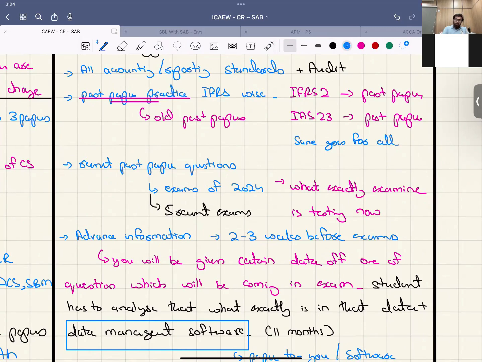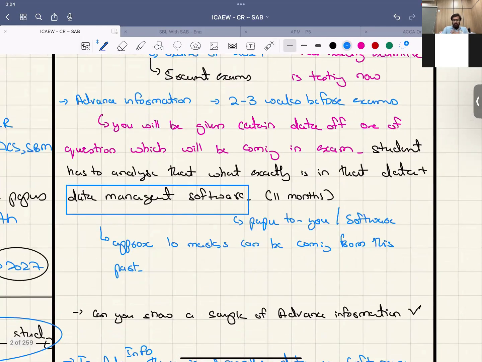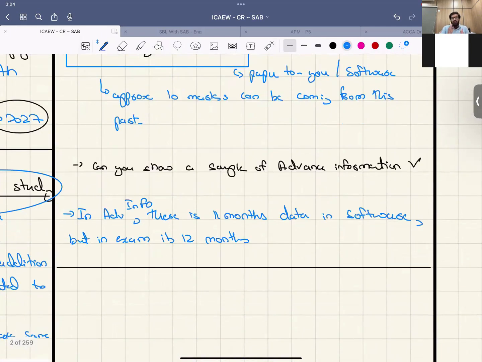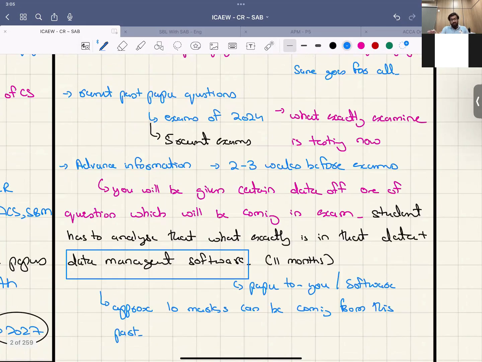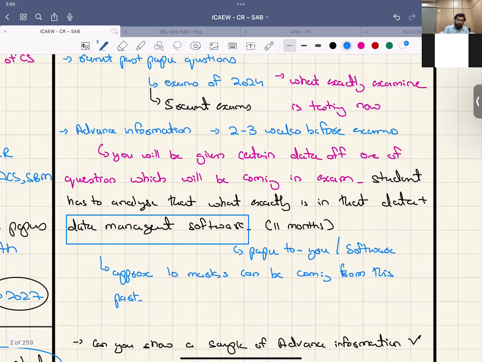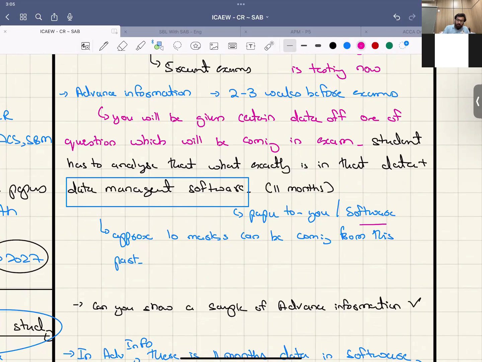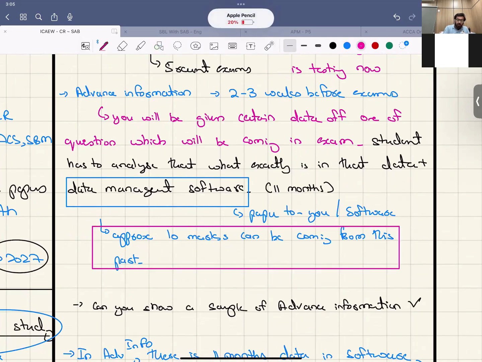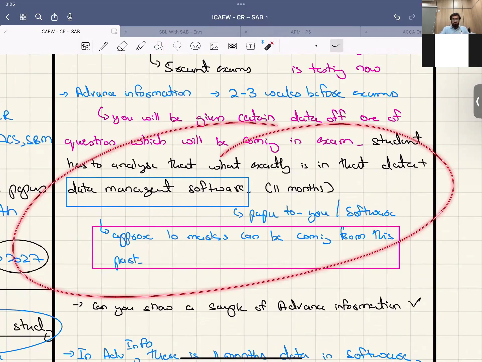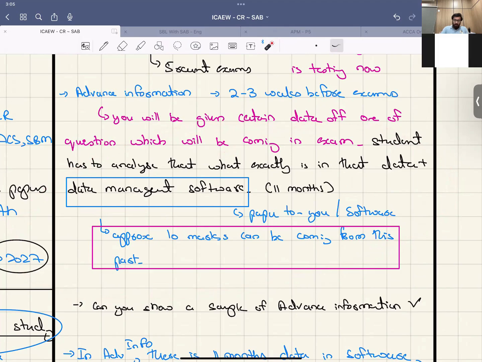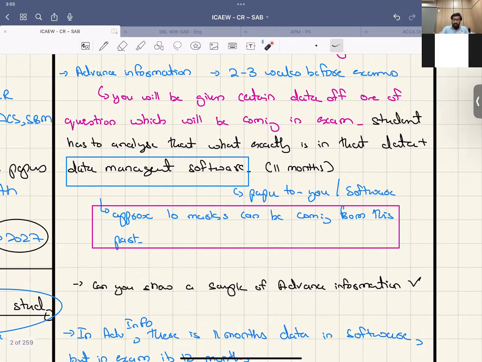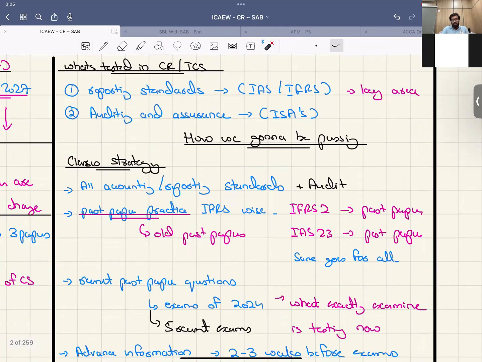So we'll be well prepared for this, and then I will teach you how to run the software, how to analyze the data, and what exactly is in the advanced information, and how effective management of advanced information could give you those pretty beautiful 10 marks. I believe this is going to be enough to pass this paper.